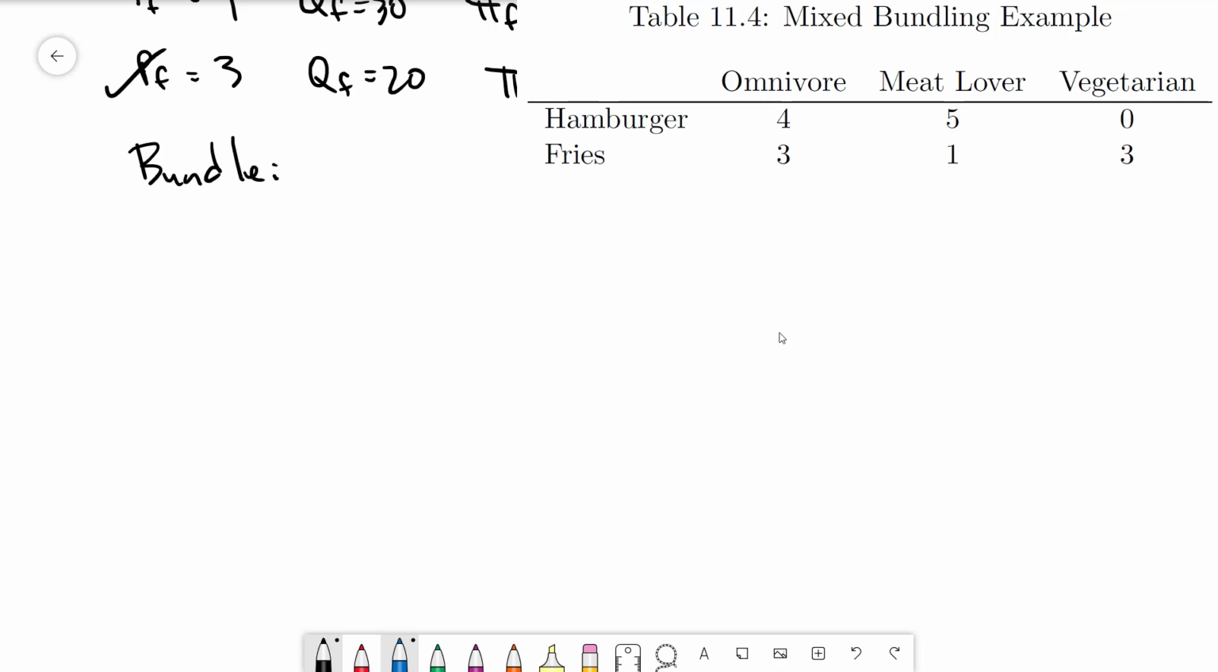If we make a full meal deal of burger and fries together, we add up the willingness to pay for each group. So for the omnivores, they're willing to pay 4 for the burger and 3 for the fries, so that's going to be 7. For the meat lovers, they're willing to pay 5 for the burger and 1 for the fries, so that's going to be 6. And for the vegetarians, 0 for the hamburger and 3 for the fries, for a total of 3. This is going to give us 3 different options to choose for the price.